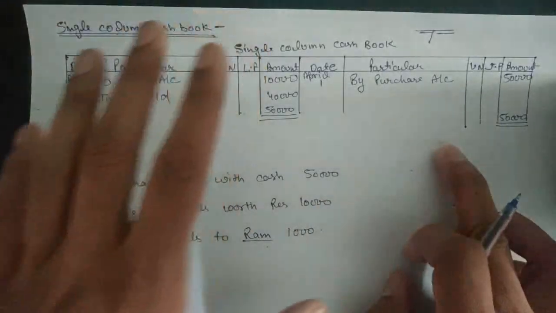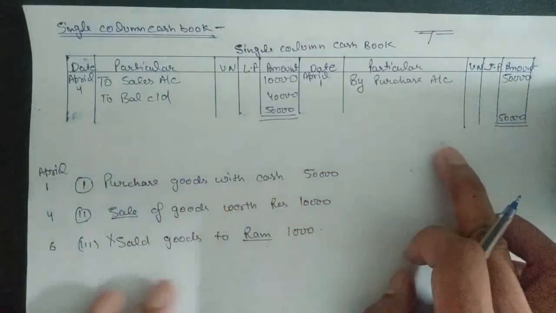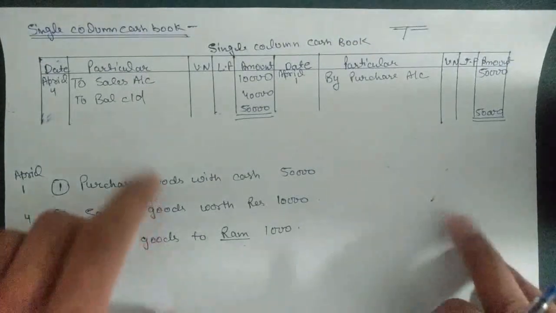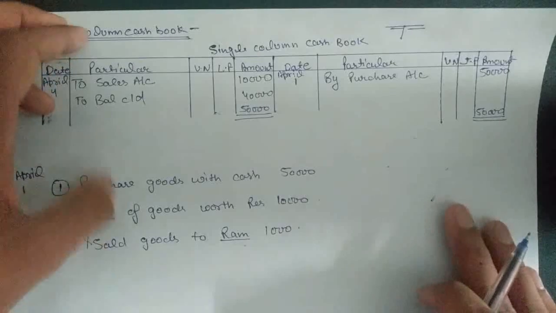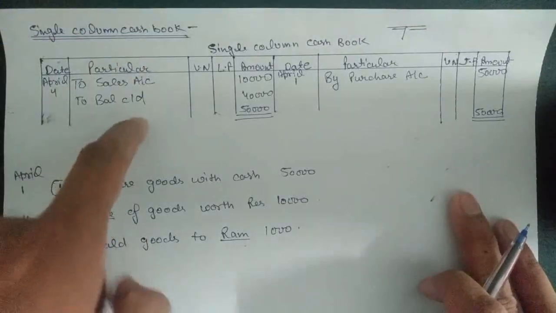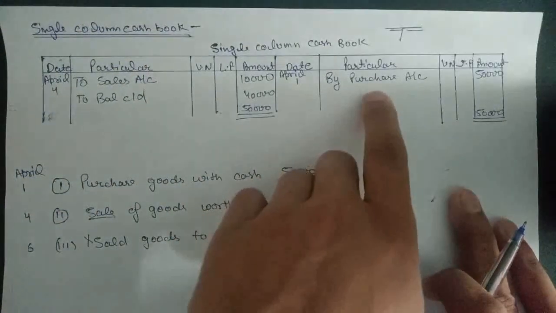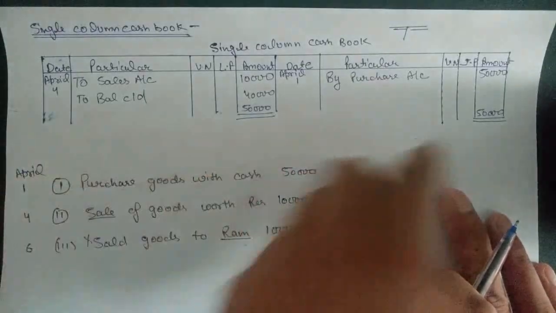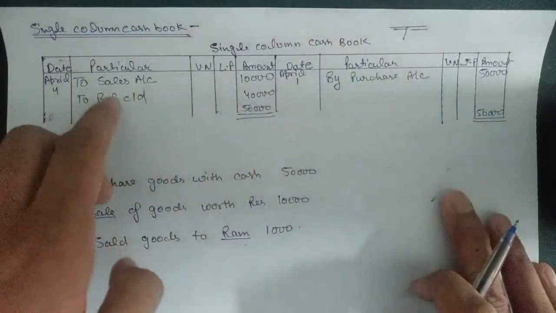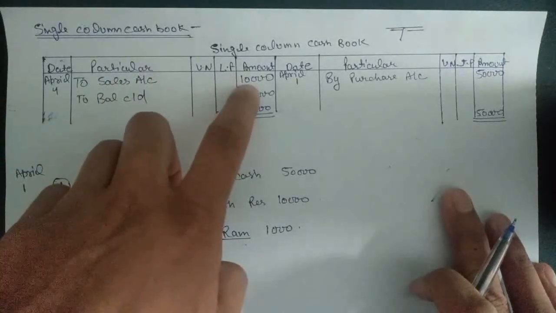So this is the format for the single column cash book, in which we take it as inflow and outflow. Whatever is the inflow of cash we will debit it, whatever is the outflow of cash we will credit it. As we purchased goods there is an outflow, as we sold goods there is an inflow.